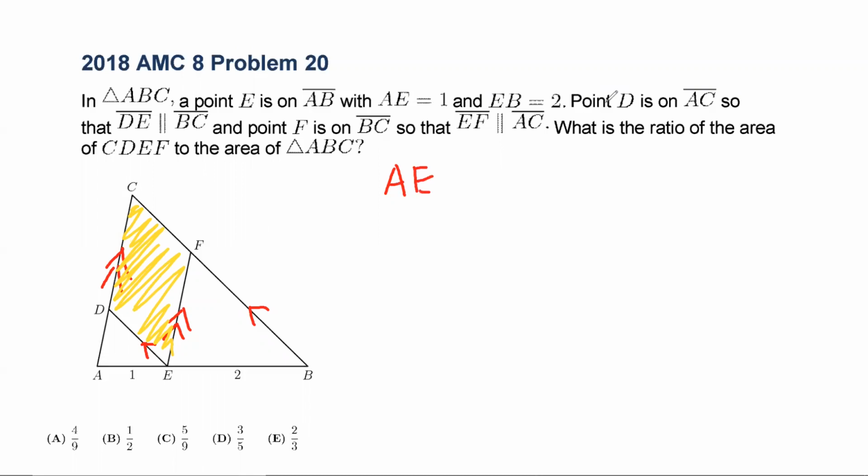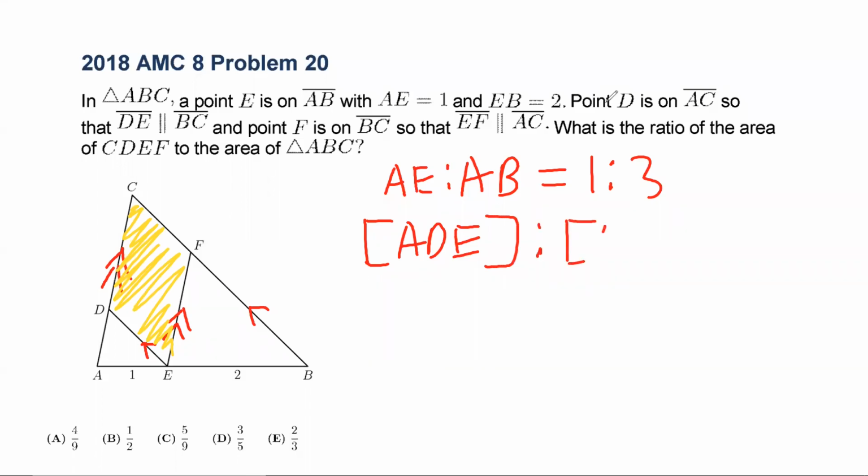Okay, so AE to AB is equal to 1 to 3. Then that means that the area of triangle ADE to the area of triangle ACB is equal to 1 to 3 squared, which is 1 to 9. Similarly, you can do this with the other triangle.